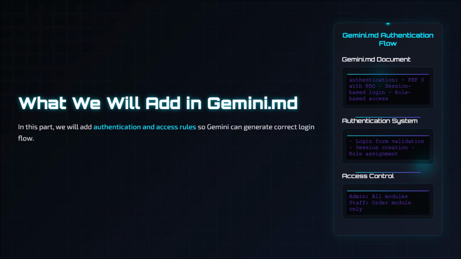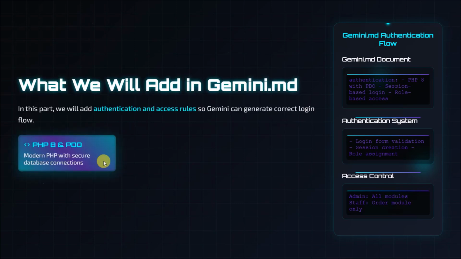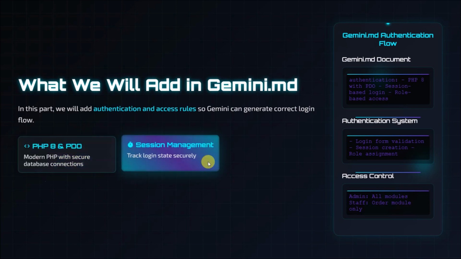Now, we tell you what authentication and access rules we will add inside the Gemini.md file. And these rules will help Gemini to generate the correct login flow for our project. First, we will tell Gemini to use PHP 8 with PDO. Then after that, we will tell Gemini to use session for login state. And this is important because session keeps user logged in after successful login.